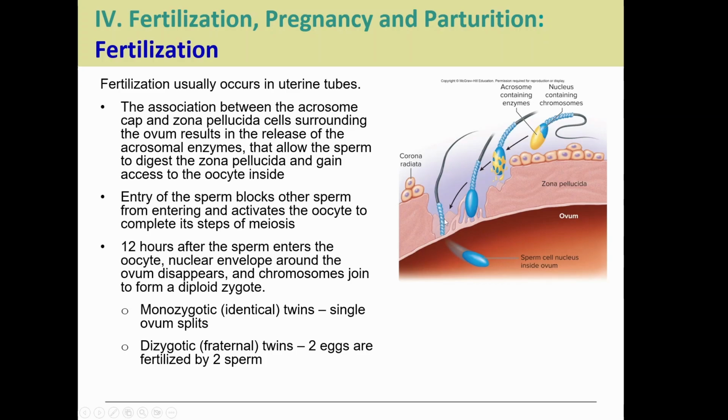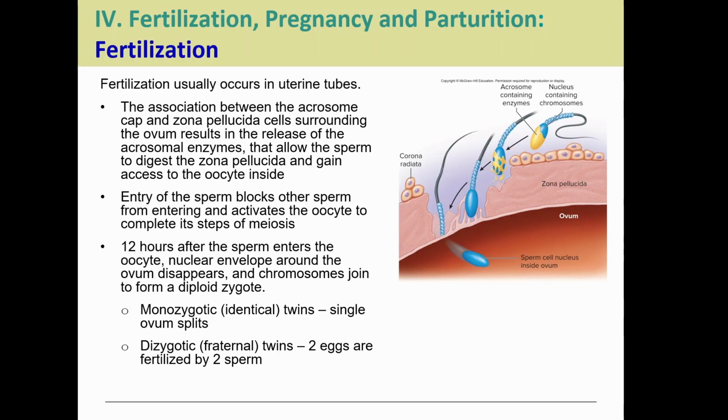Once the sperm gets in, we're actually going to activate the oocyte. We're going to have a calcium release happen that's going to make this zona pellucida impenetrable so that other sperm cannot get in. It's also going to trigger the oocyte to go through meiosis II. So this is what's happening in the very beginning. About 12 hours after the sperm gets in, the nuclear envelope around the ovum disappears, and the chromosomes from the sperm and the egg can actually come together to form the zygote.